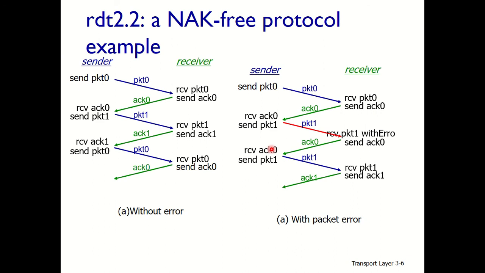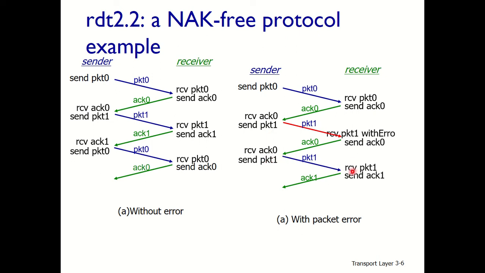So acknowledgement 0 is received twice: once for packet number 0, and a second time for packet number 1. Through the duplicate acknowledgement number, the sender comes to know that the last packet it transmitted, packet number 1, was received with error. That's why packet number 1 is retransmitted.